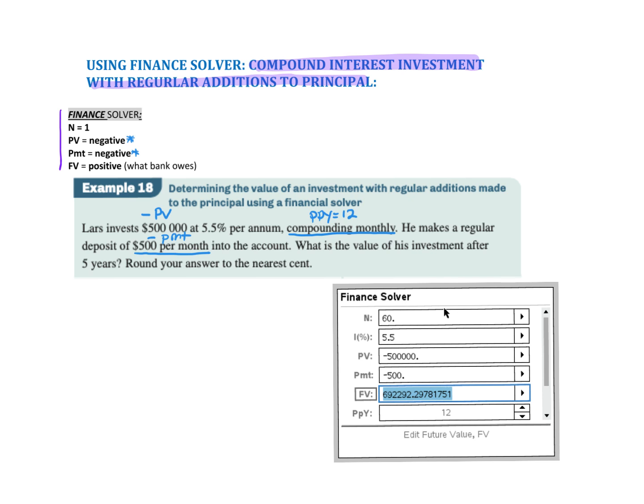All right, so into Finance Solver, off you go. I want you guys to give this a go. What you do is press menu 8 and Finance Solver. Sorry, we didn't finish the question. It says, what is the value of the investment? That means the FV is the question, after 5 years. Because this is monthly, how many months would be in 5 years?